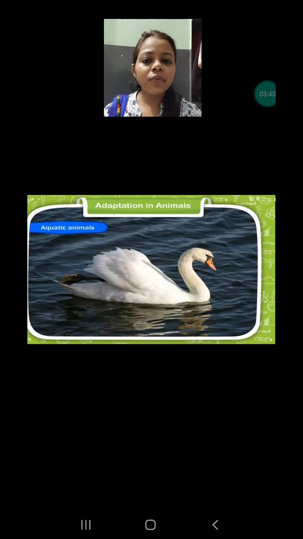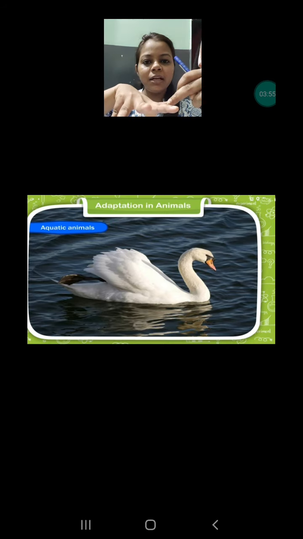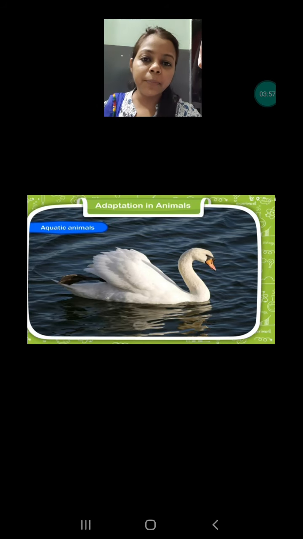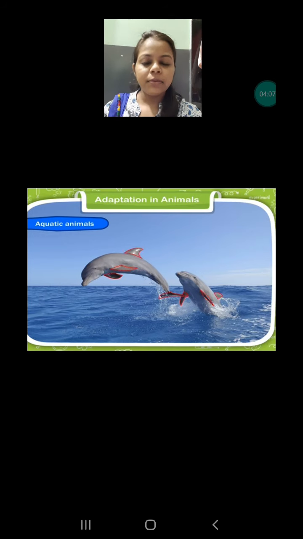Some birds like swan or duck have webbed feet. What are webbed feet? You all know that between the toes there is a layer of skin, and that creates a web-like structure which helps them push the water back and swim easily in the water. This is also considered an adaptation.